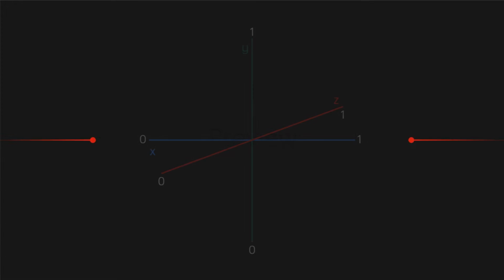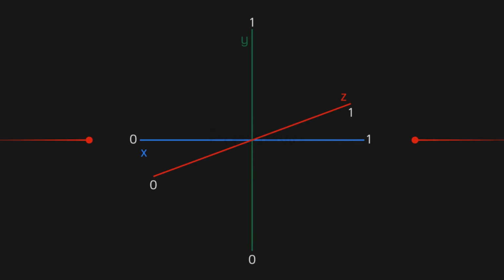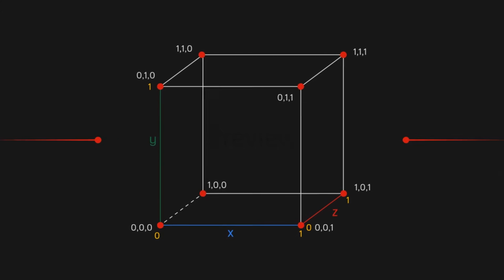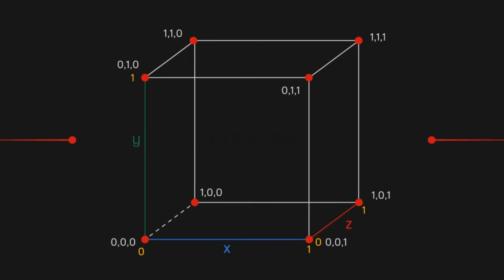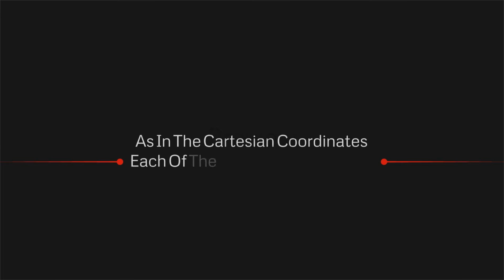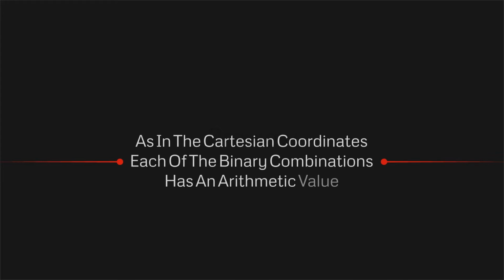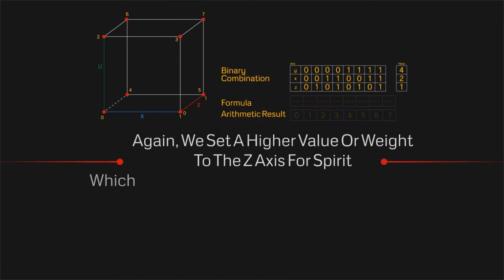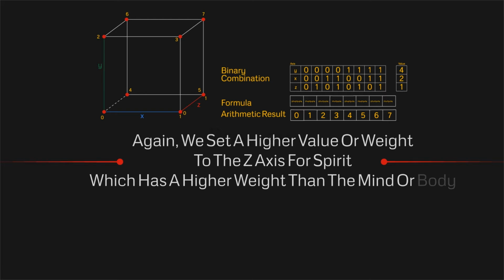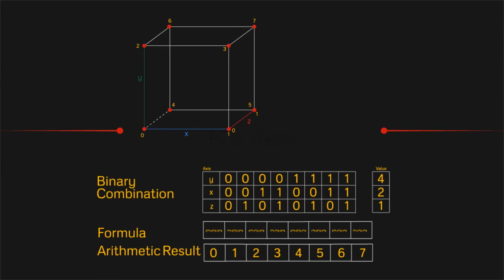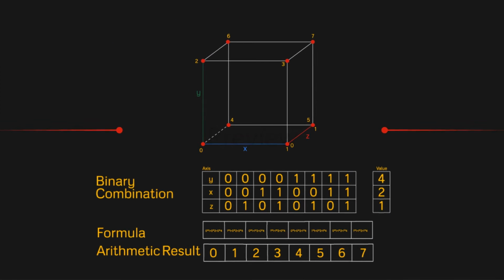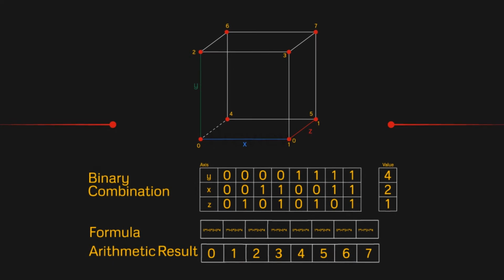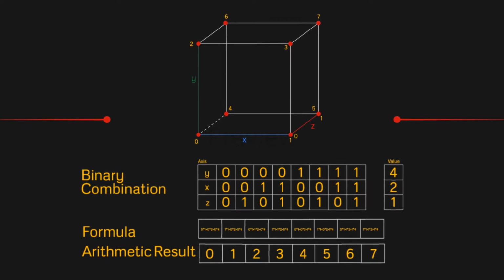The cube. We then intersect an identical line or axis z, also going from 0 to 1, to create the tridimensional cube and its 8 combinations. Arithmetic of uCube. As in the Cartesian coordinates, each of the binary combinations has an arithmetic value. Again, we set a higher value or weight to the z-axis for spirit, which is a higher weight than the mind or body. Spirit is what differentiates each human from another, and the motive spirit has a higher value than the game mind or the rules body.